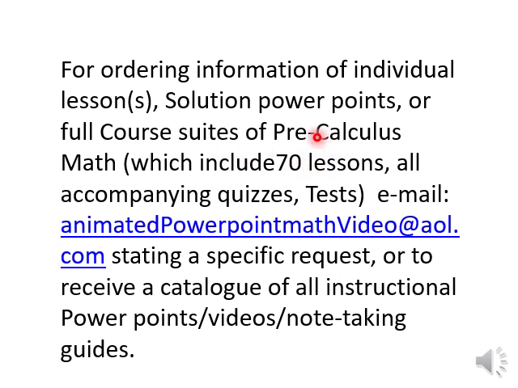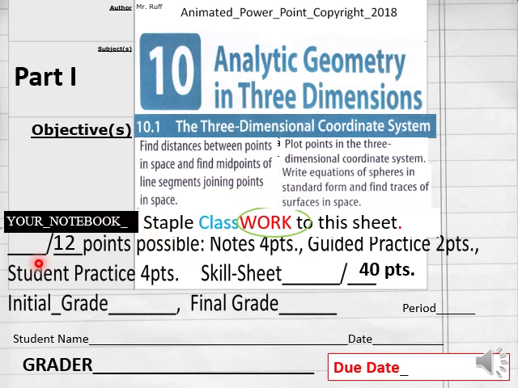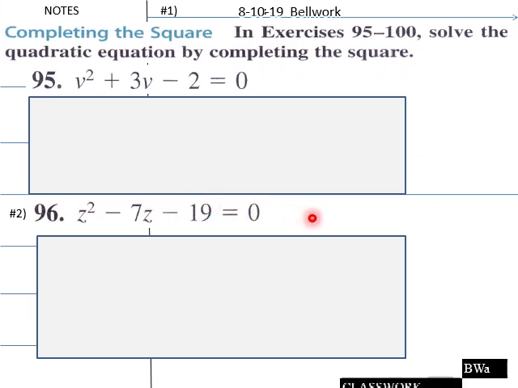Hello everybody, getting ready to do lesson 10.1 part 1 of pre-calculus math today, the classwork lesson. For today's classwork lesson, you will have 12 points that will go into your notebook, and 40 points will go into your classwork sheet: name, date, period, and then due date here for my homeschoolers and onliners. And teachers will start out, students, with the work for today.